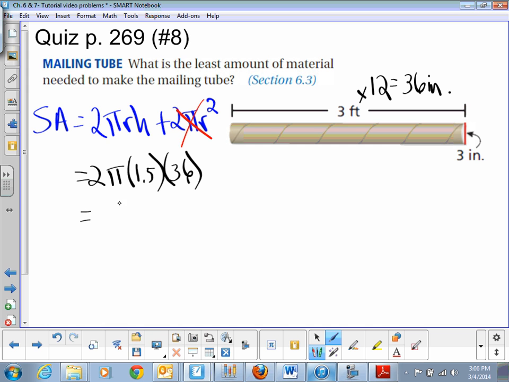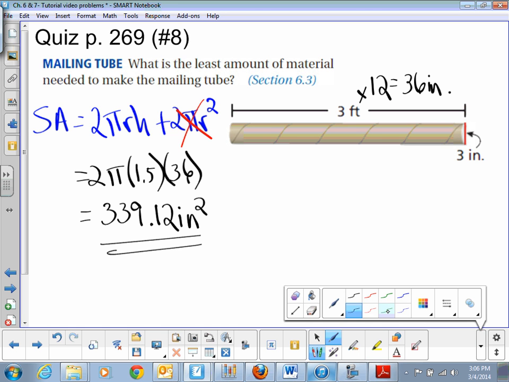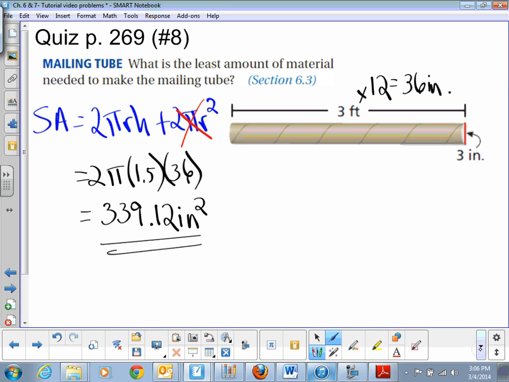And we're going to get 339.12. And since we converted both to inches, it would be square inches, or inches squared. Now, for those of you that might have converted this to feet, well, 3 inches, if you do 3 divided by 12, that's 0.25. So 3 divided by 12 is 0.25. So that is the same as 0.25 feet. And then you could have cut that in half to find the radius and gone from there.